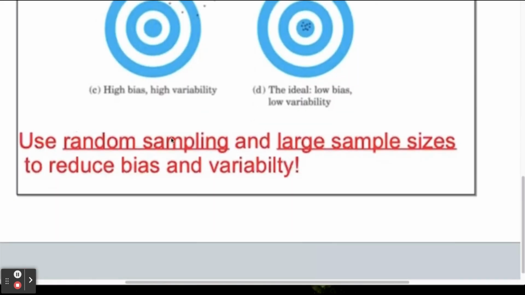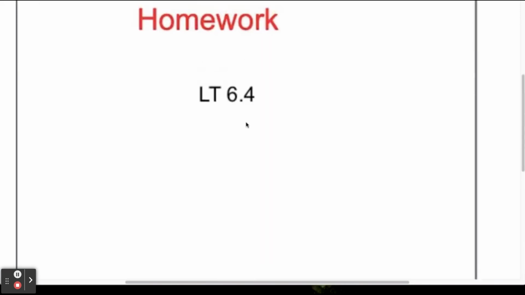Again, using random sampling and large sample sizes will reduce bias and variability. This is what we've been talking about in the first section. We're going to learn a couple more methods moving on in chapter 6 for how we can make a truly random sample. In 6.4, you will be identifying and practicing this idea of bias and variability.